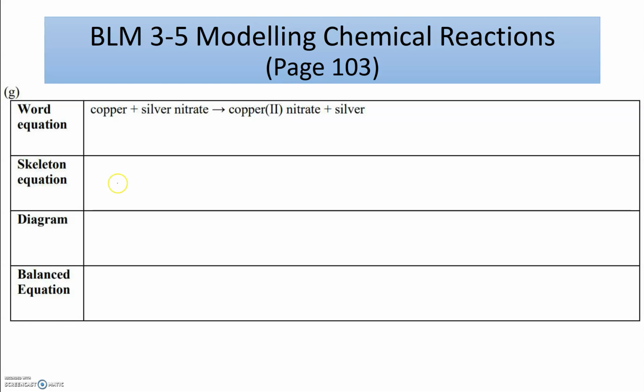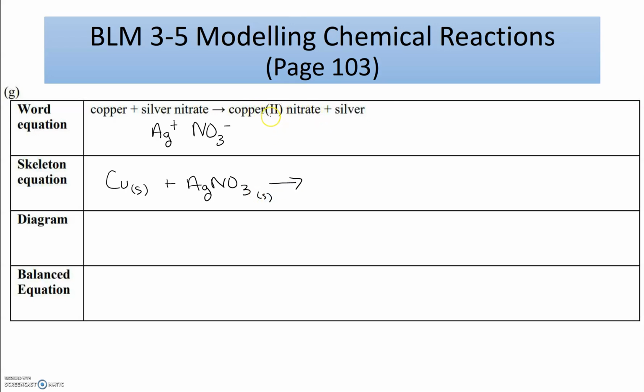So with my copper, the symbol for copper is capital C, little u. Reacts with silver nitrate. So silver, its ion is Ag+, and nitrate is NO3-. Crisscross, I need 1 of each. And I'm going to have copper(II) nitrate.